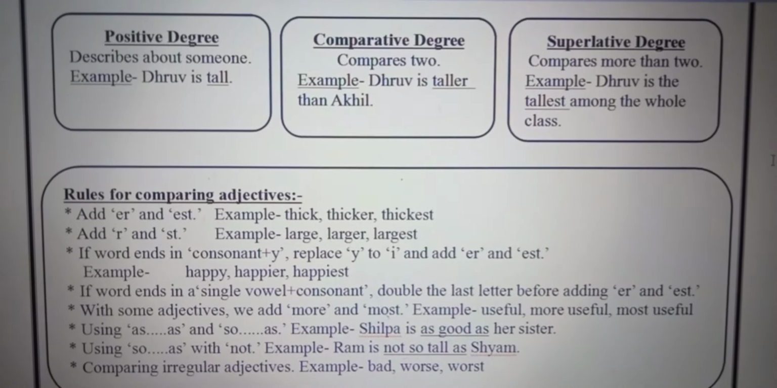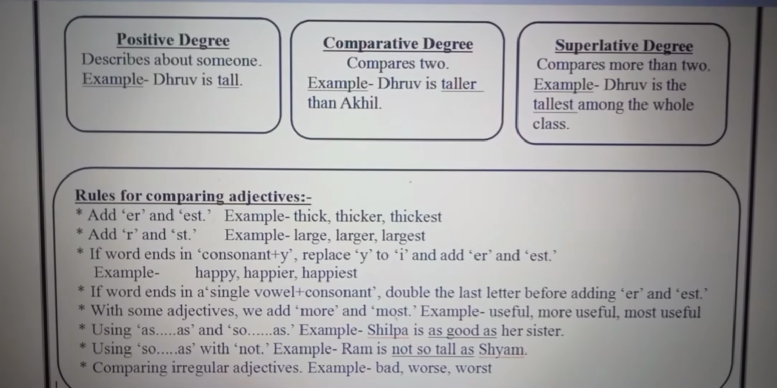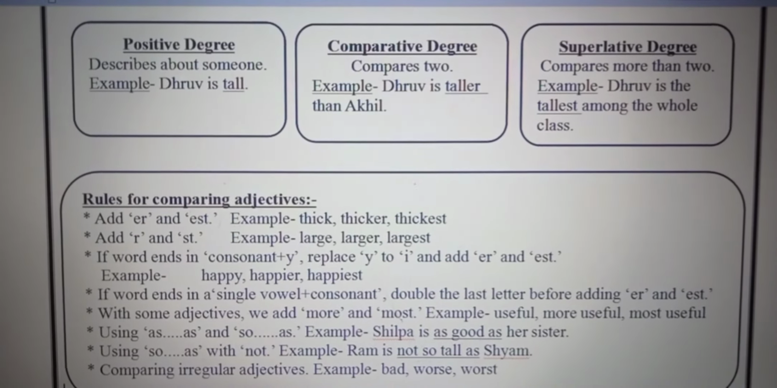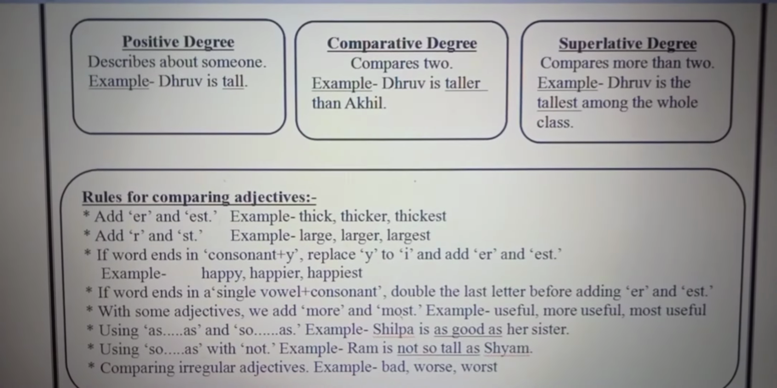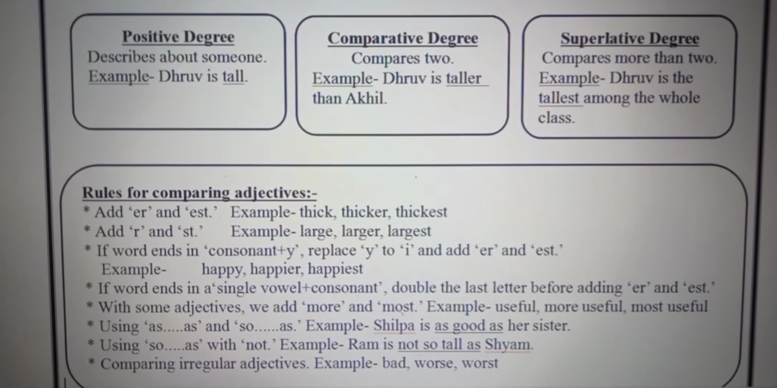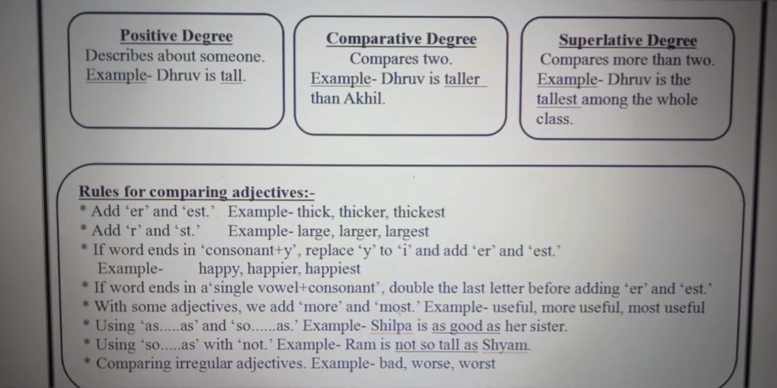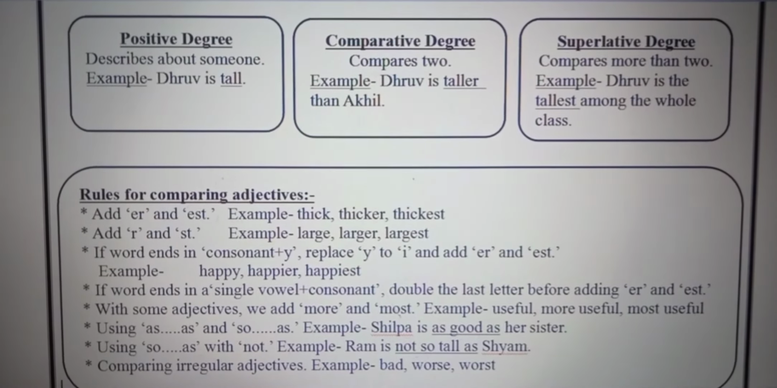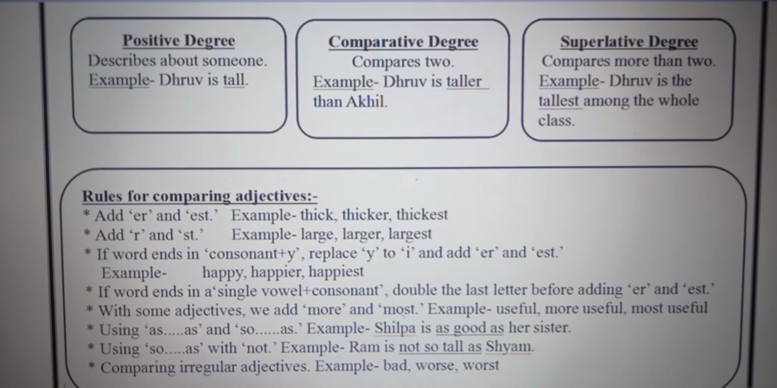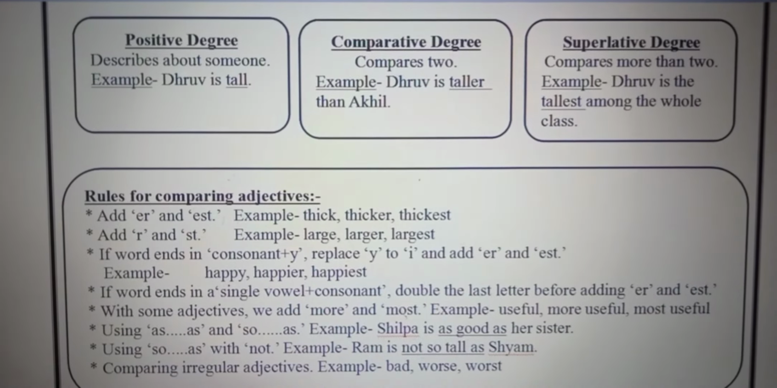Now here the rules are given for comparing the adjectives. The first one is by adding ER and EST. Example, thick, thicker, thickest. So we have added ER to the comparative degree and EST to the superlative degree. Now the second rule says add R and ST. Example, large is changed to the comparative degree by adding R, and largest is changed to the superlative degree by adding ST.